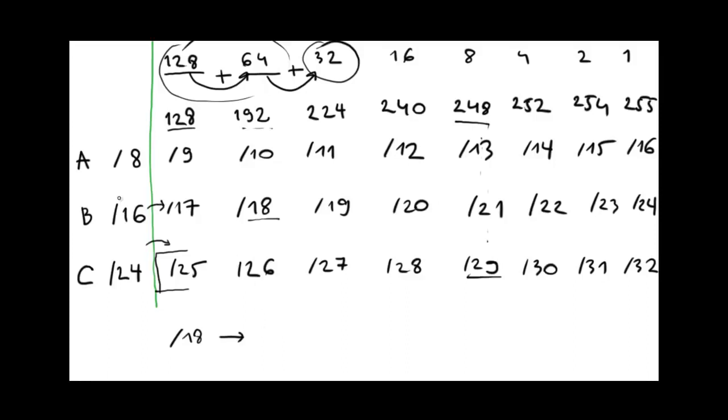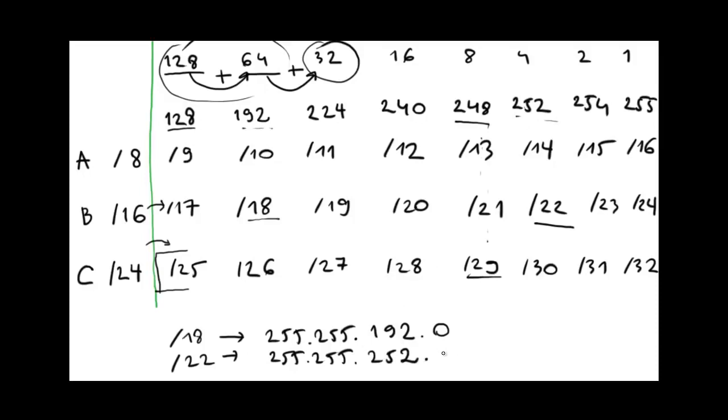Definitely we use 2 octets. So 255.255, now we are in the third octet, which will read 192, and put it into the third octet, and then we have 0. Another example, /22. /22 gives us 255.255. Now we're jumping from the second octet to the third octet. We have, looking up, 252. So we're writing down 252 and now 0.